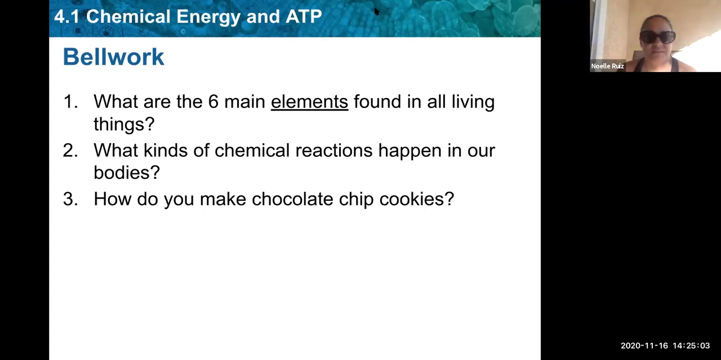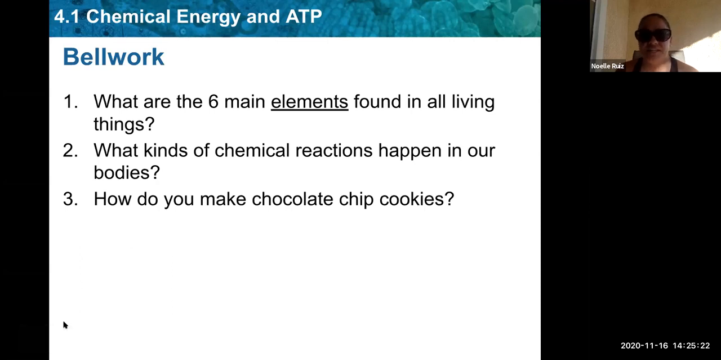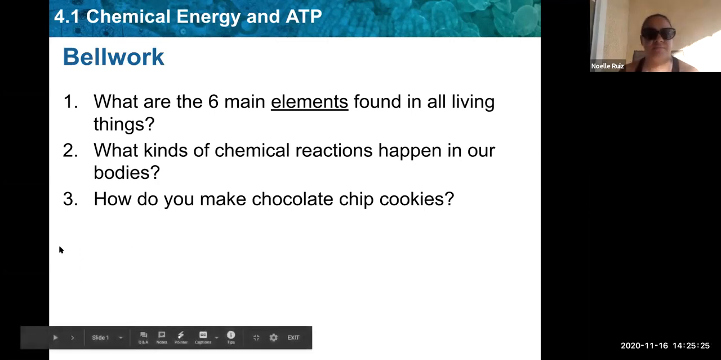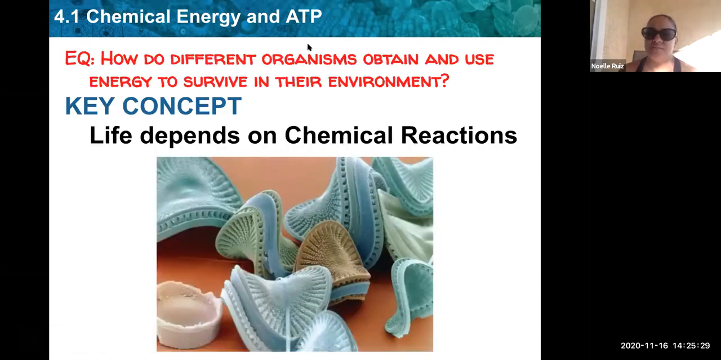Good. And then you mix it all up. And then what do you do to it? Where do you have to put it? You have to put it in the oven. Why? What comes from the oven? Heat. Very good. You have to heat it, and then the cookies come out. There you go. All right. How do different organisms obtain and use energy to survive in their environment? So life depends on chemical reactions.